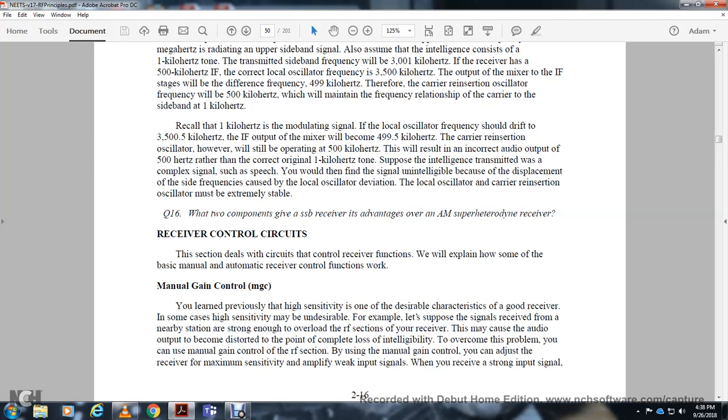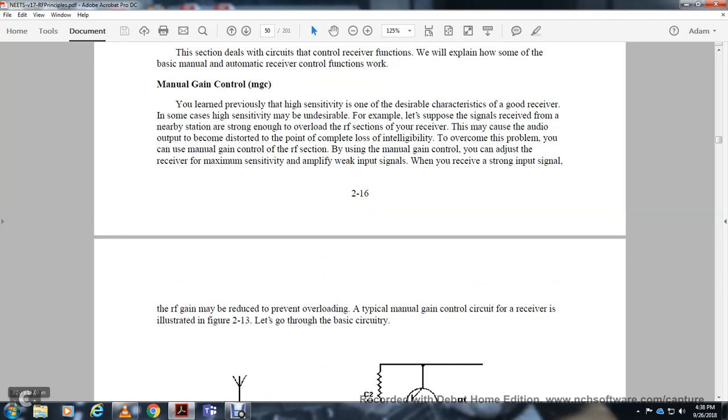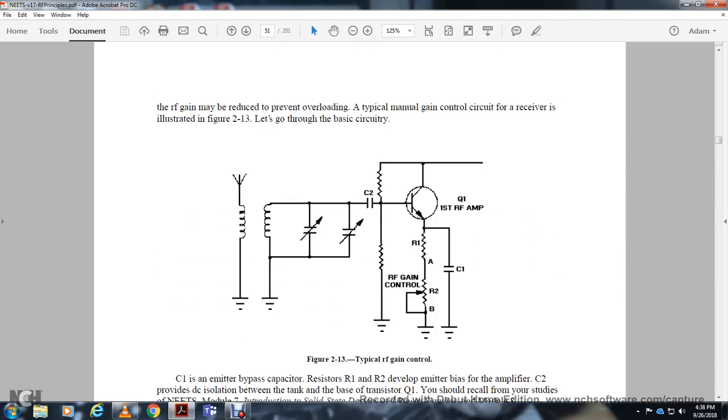By using the manual gain control, you can adjust the receiver to maximum sensitivity to amplify the weak input signals, or reduce the radio frequency gain to prevent overloading by strong input signals. A typical manual gain control for a receiver is illustrated in figure 2-13. Let's go over the basic circuitry.